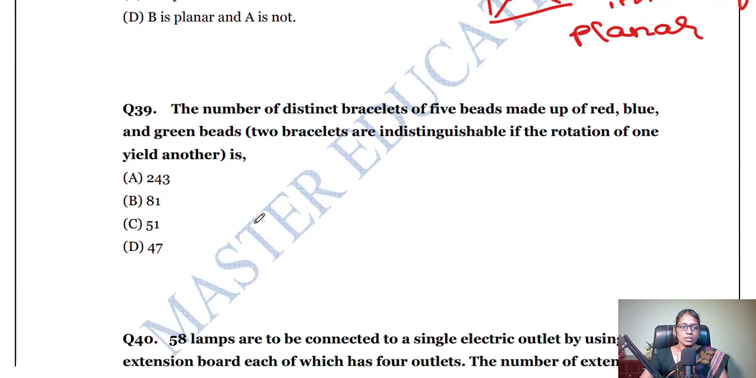And the next question, the number of distinct bracelets of 5 bits. I am not clear about this. The option is C, 51. Check it out.